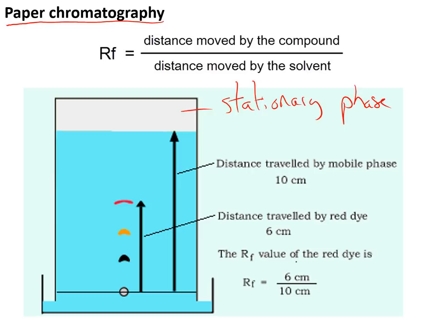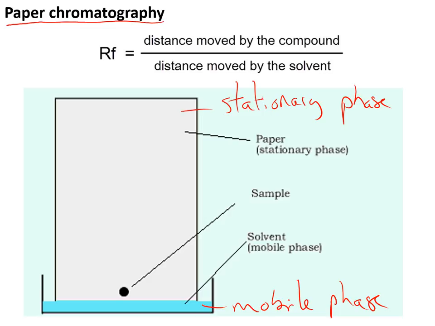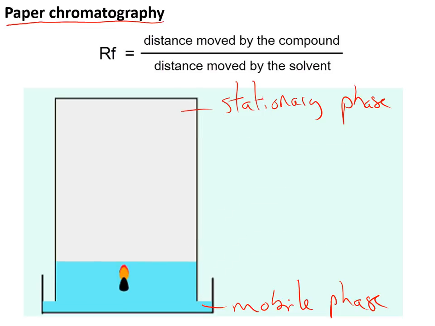And then we have some kind of solvent, which we call the mobile phase. Now what we do then is, on our stationary phase, we draw a line in pencil about 2 centimetres from the bottom. And it has to be in pencil because pencil is insoluble. The graphite's insoluble, so it won't move up the paper. And we place a spot of a sample that we want to separate on that pencil line.